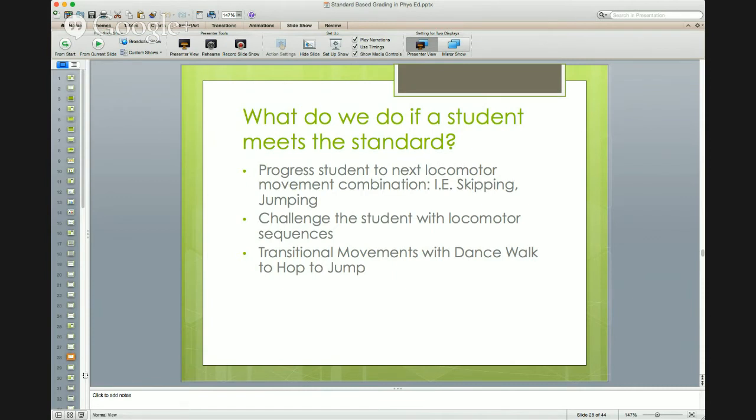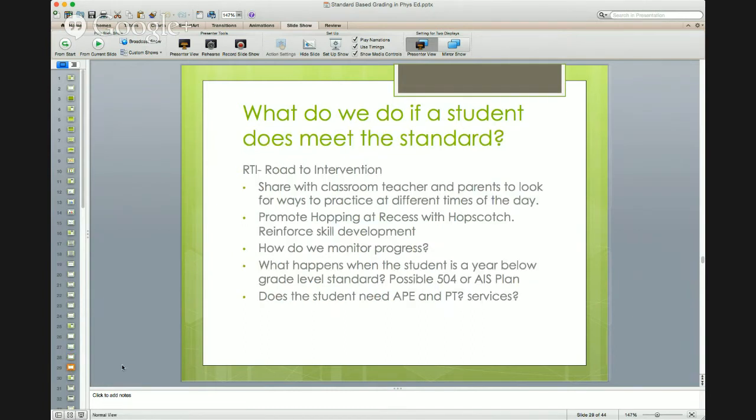The thing we always have issues with is that you don't know where the students come from, you don't know their background, so you don't know how much they were exposed to, especially at the lower level, at home. So if they didn't meet it, what should you do? Phys ed, just like any other classroom, we should have some type of road to intervention for the student. And with standards-based grading, it allows you to open communication up with your parents and also your classroom teachers, and they should be understanding what you're doing, and I think that's a very important thing.